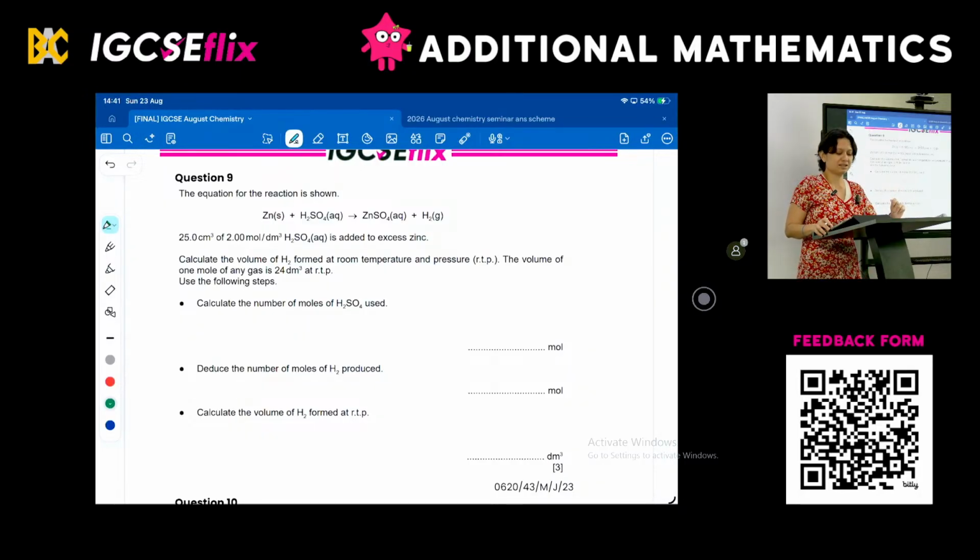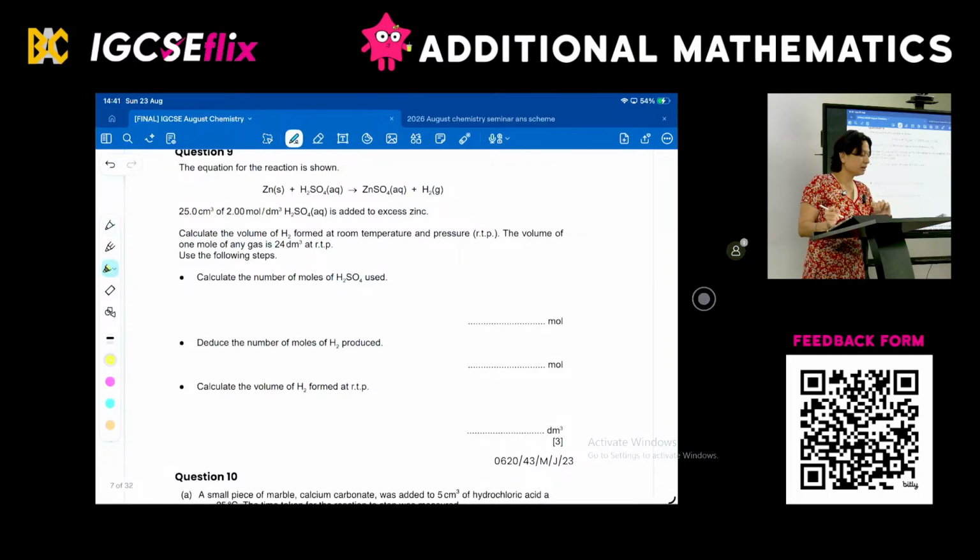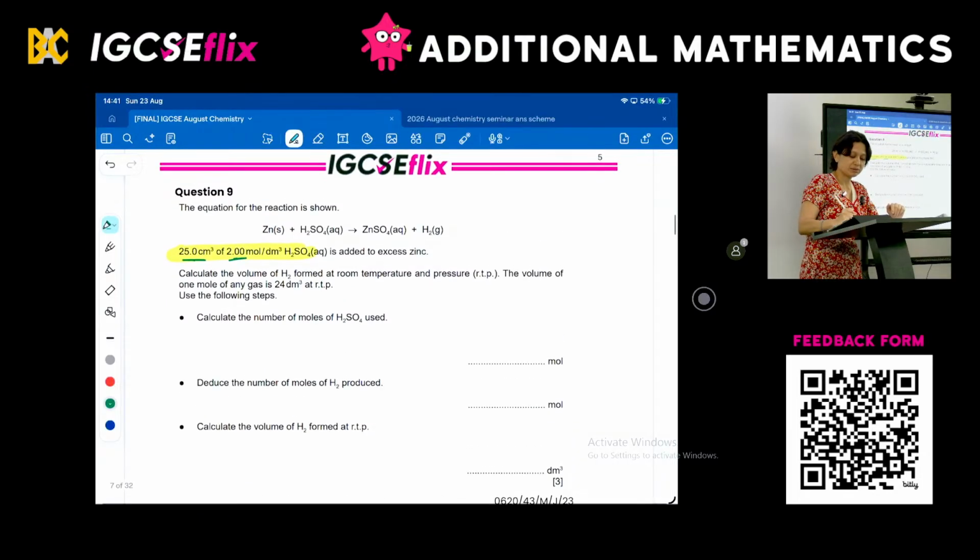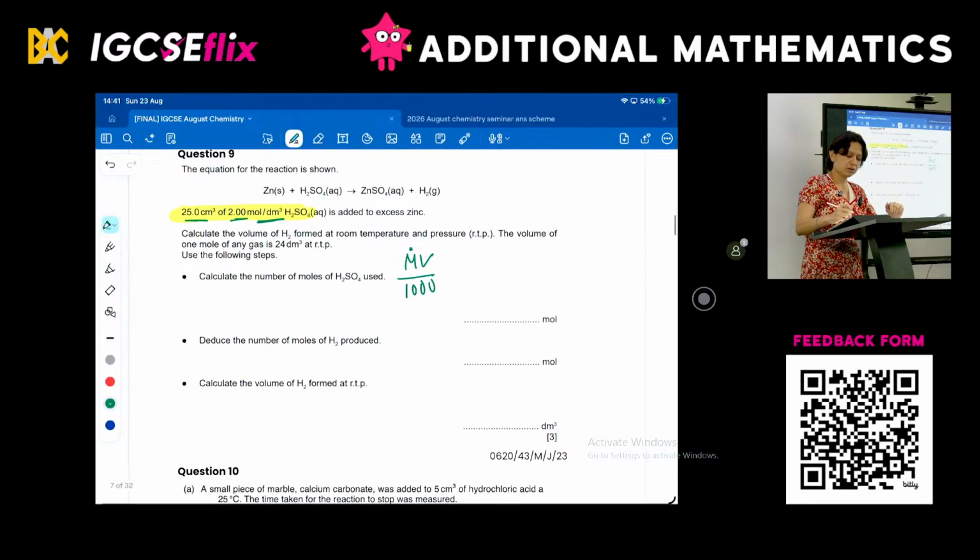Concentration is molarity. Same. M in MV over 1000. Okay? So remember just now I said, if you get, okay, your final answer is 1.2. Did you get 1.2? Okay, good. So whenever you see this kind of thing, 25, 2, it's always MV over 1000. Every time you see this unit, it's always the M in MV over 1000. So M is molarity, 2, V is volume 25 over 1000. So you get 0.05.